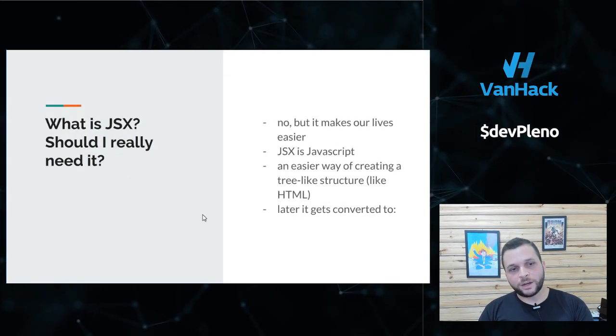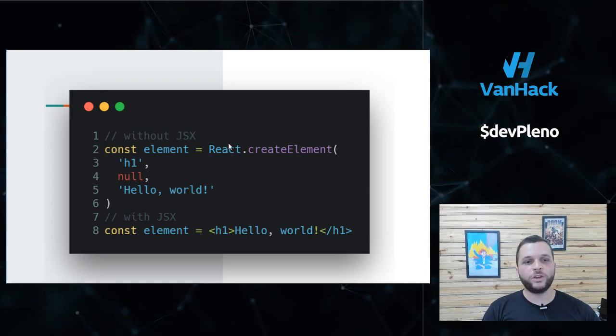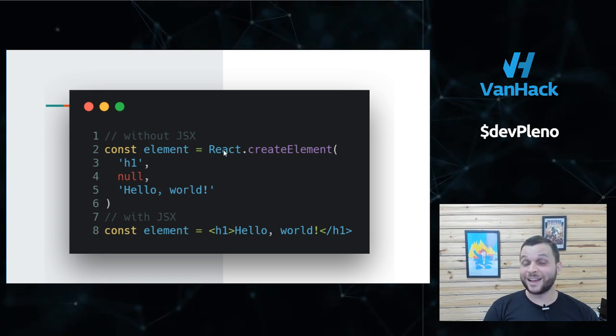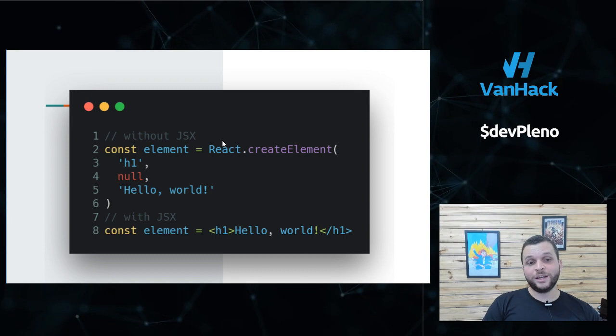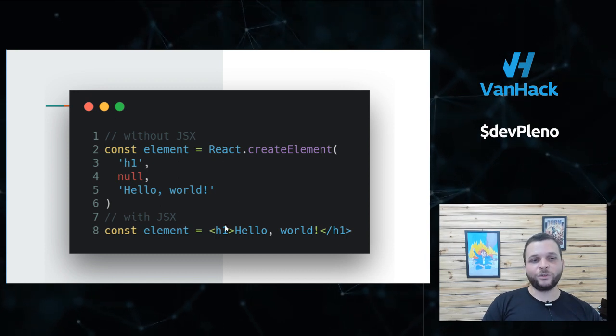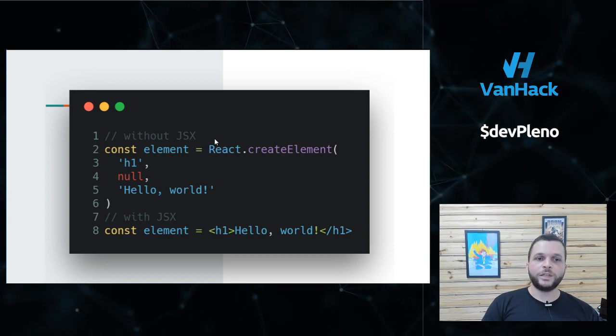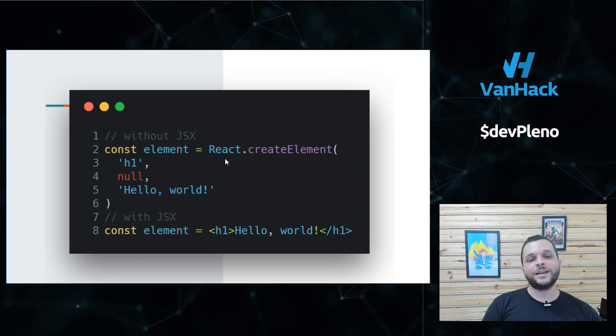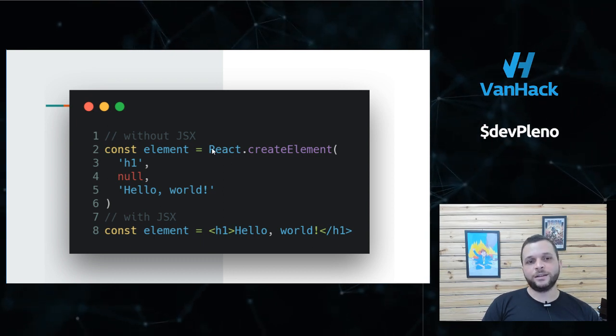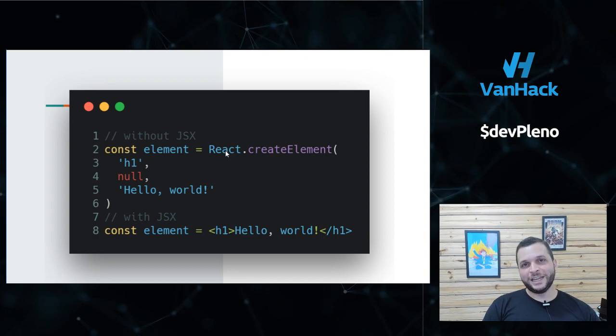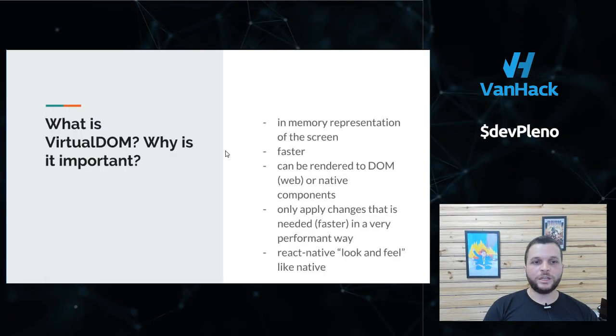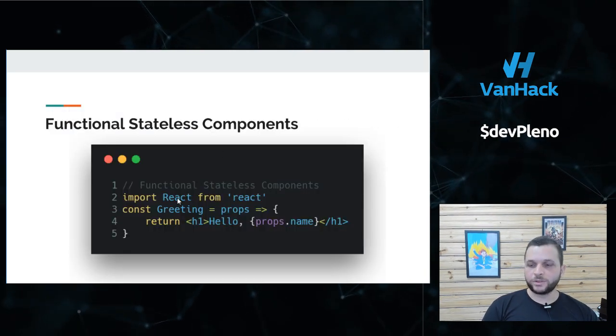So why this? Because when we convert this, we are going to use the React keyword inside the code. So this code will be converted to this. So we need to import React so we can see this variable here. So it's very important to know that we need to import React. Okay?